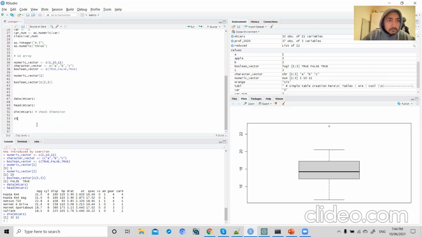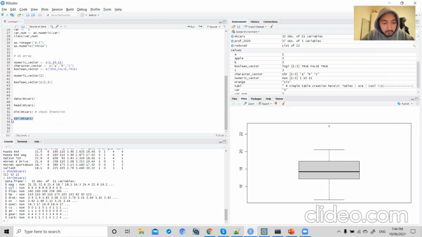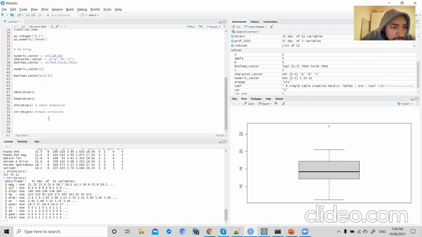Likewise, we can do str to check the structure of mtcars. If we run this str mtcars, you can see your first variable contains these values, cylinder has these values, so you can roughly see what values there are in each column. So this one is just to check the structure, str.